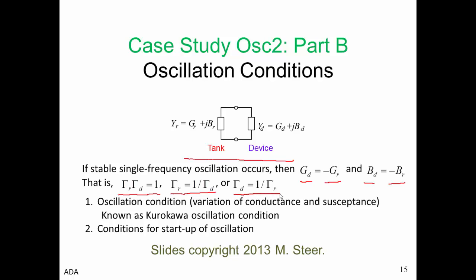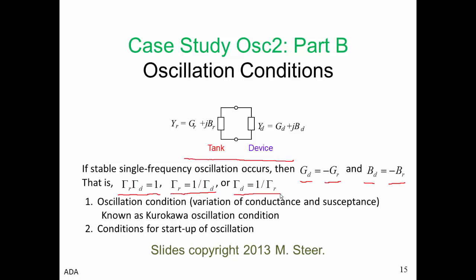Another alternative is to plot gamma D and 1 over gamma R. That is useful if our tank or resonator network has very little loss, but we can pick any of these views that we want. Now I've been quite careful in my words. I've said here that if stable single frequency oscillation occurs, then we will have these conditions.